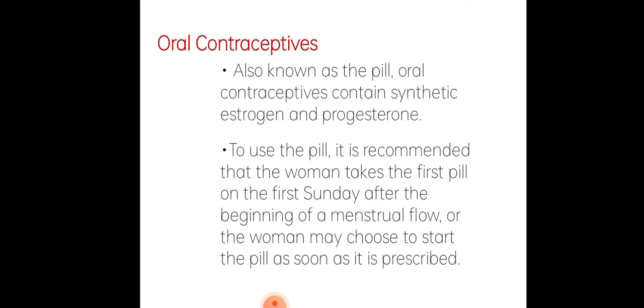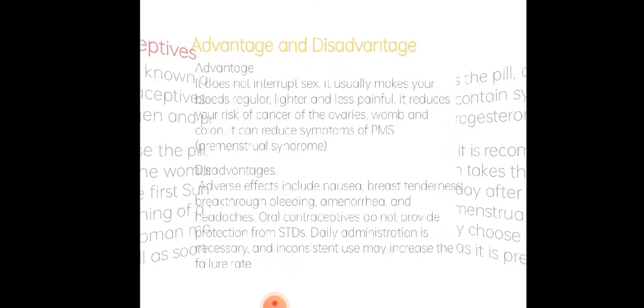To use the pill, it is recommended that the woman takes the first pill on the first Sunday after the beginning of a menstrual flow, or the woman may choose to start the pill as soon as it is prescribed.